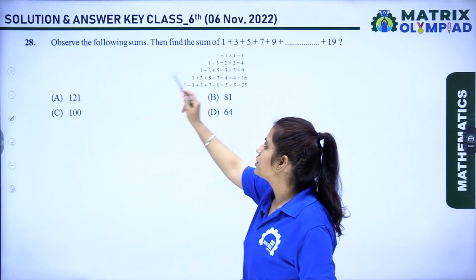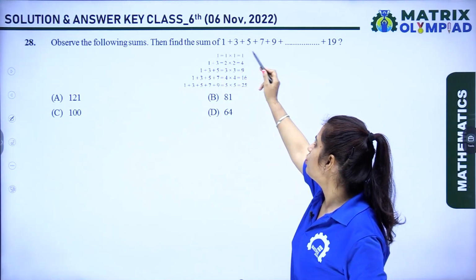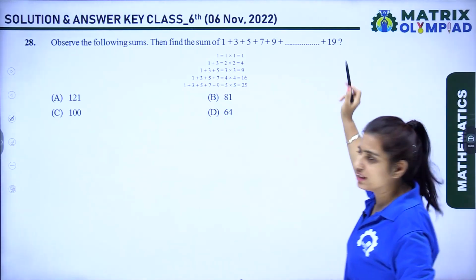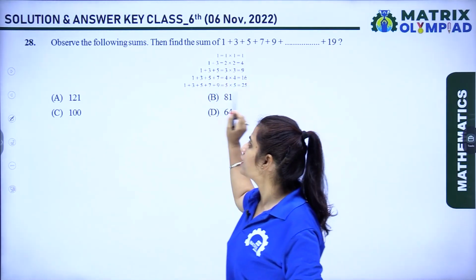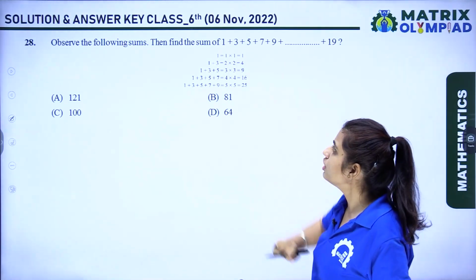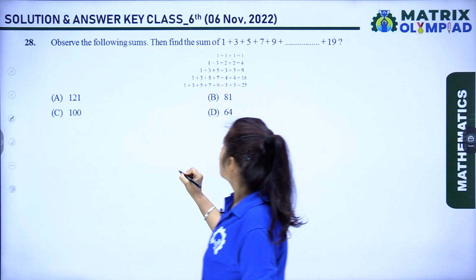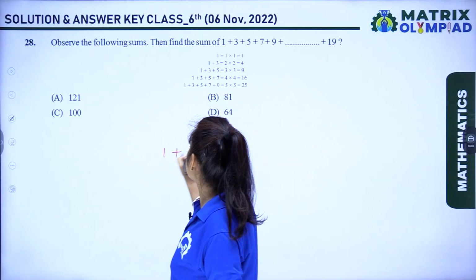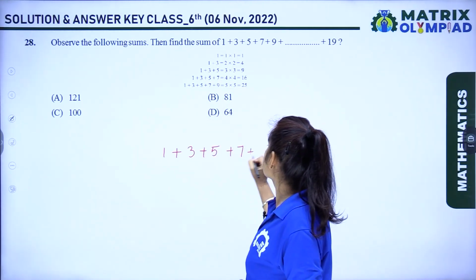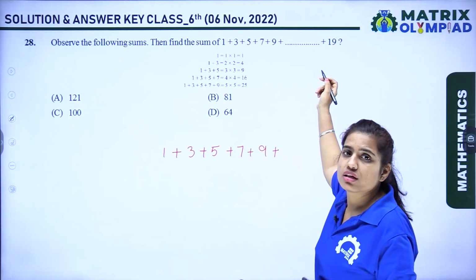Observe the following sums. Then find the sum of 1 plus 3 plus 5 plus 7 plus 9 plus dash dash dash plus 19. So we have to observe the following sum, and after observing this pattern, we have to solve the given sum. So let's find out the sum of 1 plus 3 plus 5 plus 7 plus 9 and so on till 19.